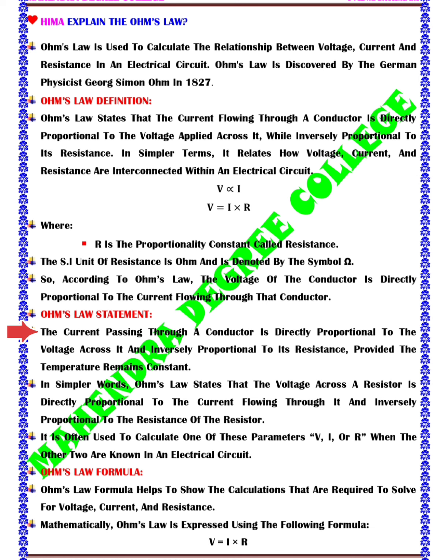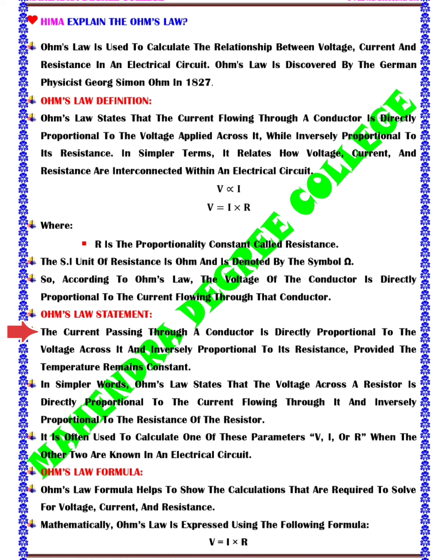Ohm's law states that the current I flowing through a conductor is directly proportional to the voltage V applied across it, and inversely proportional to its resistance R. This relationship is expressed as I equals V by R. This proportionality holds true when the temperature and other physical conditions of the conductor remain constant.